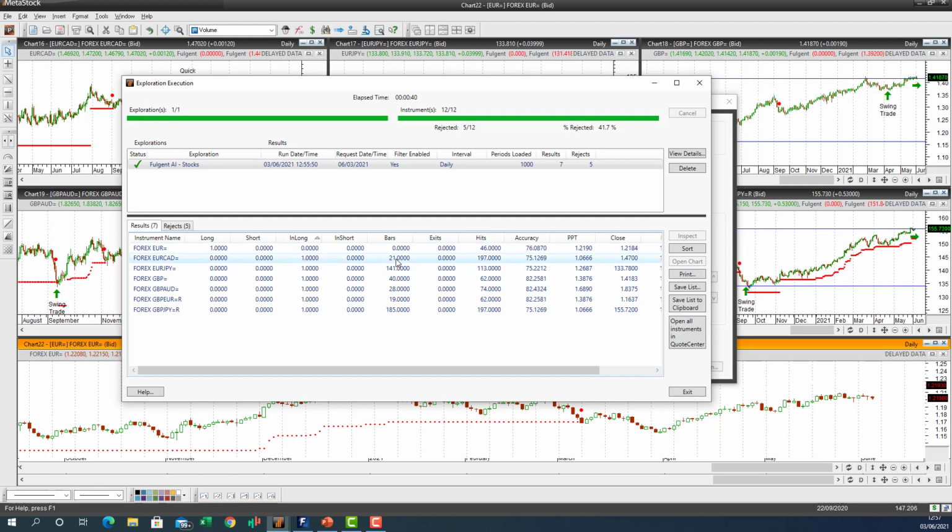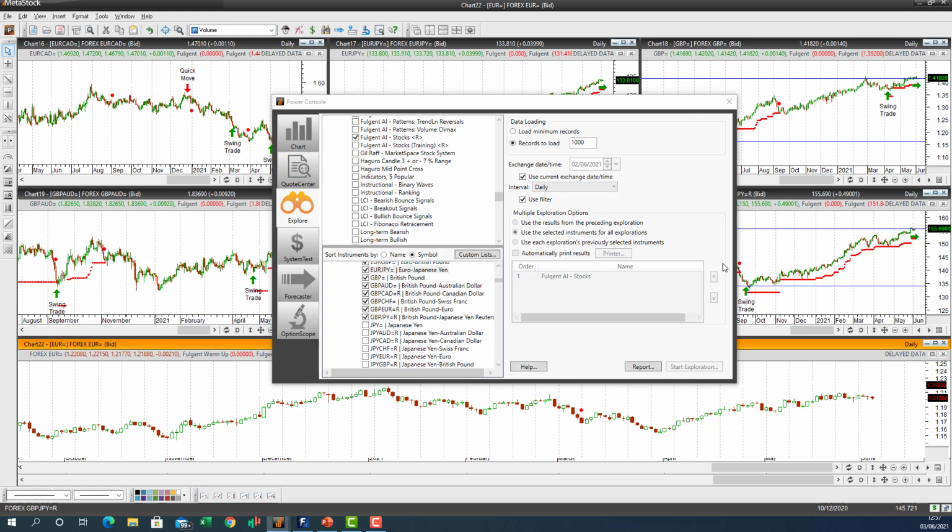Bars tells you how long the AI has been in a particular trade: 21 bars, 141, 40, 28, 19, and Sterling Yen 185 bars. Fantastic, eh? That's been a very long, successful trade. So if we go look at these, I'm just going to pull these off the window here.